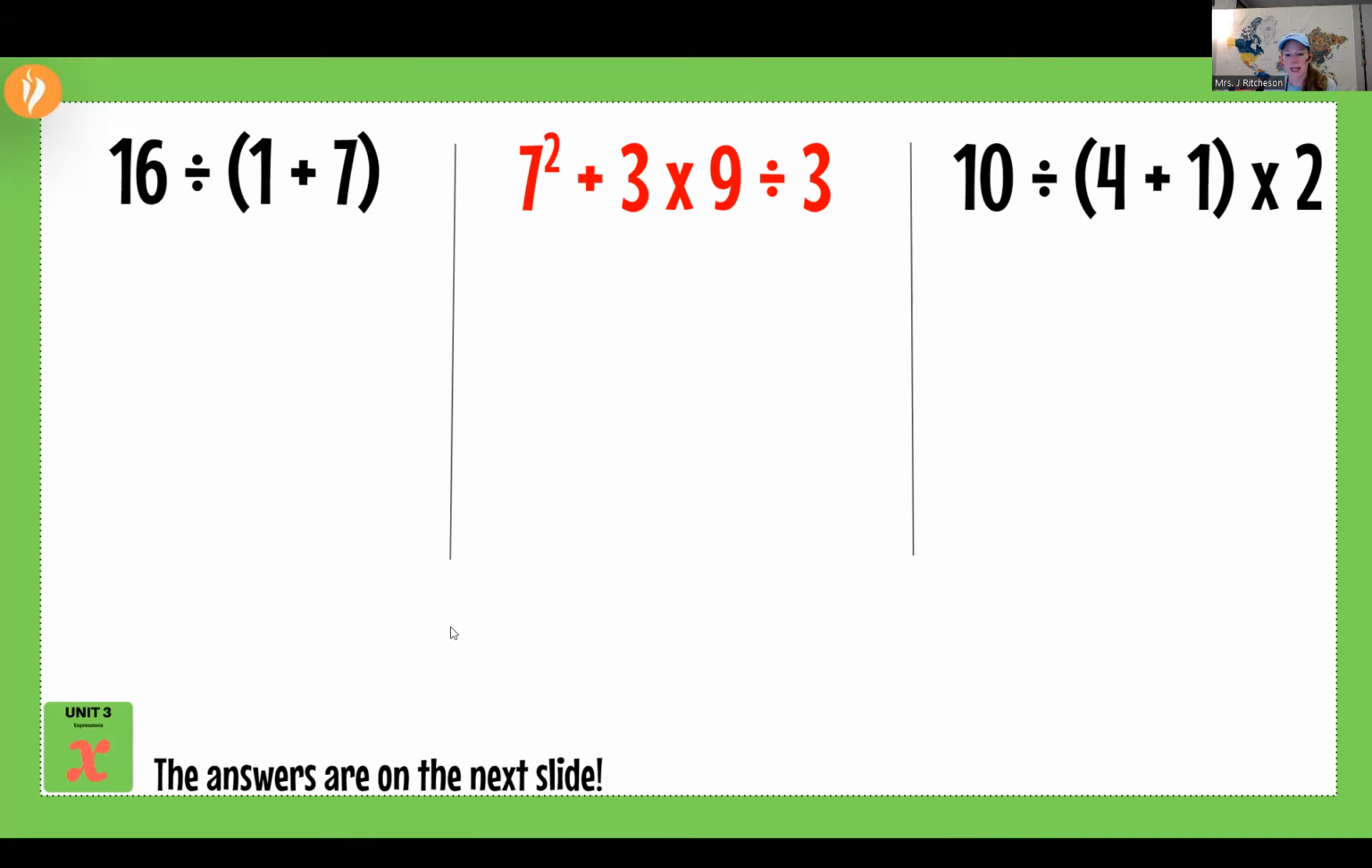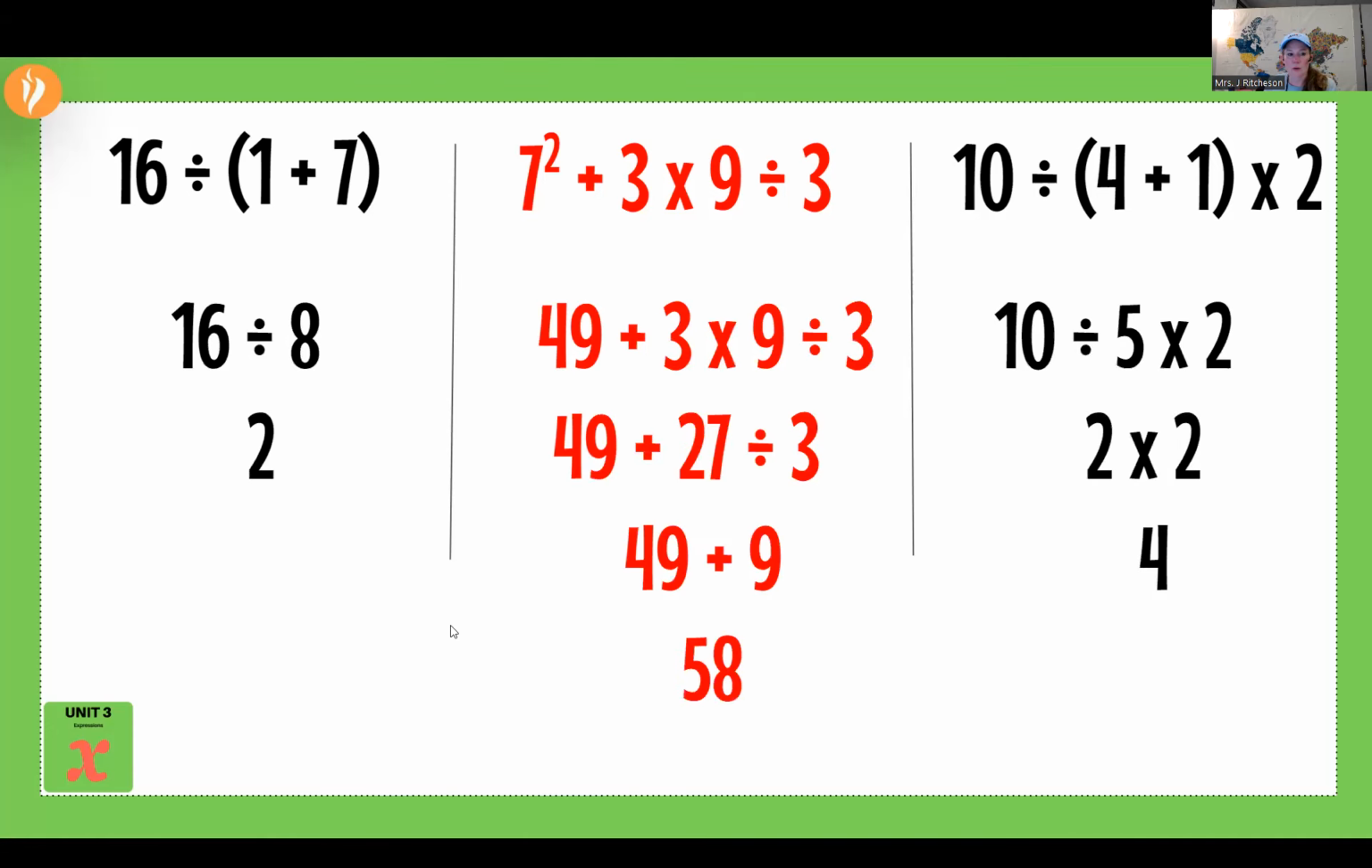All right, I hope you guys got them all right. So the first one is 2. The next one, we do exponents, then we multiply, then we divide, and the last thing we do is add. The last problem, the final answer is 4. We do parentheses first, and then we divide 10 by 5 next. And the last thing we do is multiply 2 times 2.